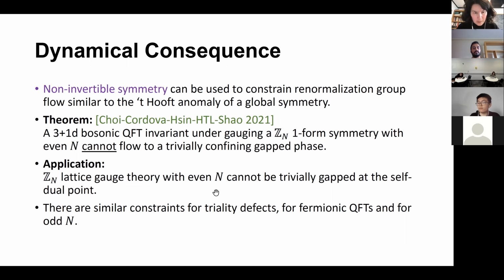Usually if we have a 't Hooft anomaly of a global symmetry, this tells you that in the IR, the theory cannot flow to a trivially gapped phase. So we actually proved a theorem which has a similar content. The idea is that we have a 3+1d bosonic QFT that is invariant under gauging a Zn one-form symmetry with even n.